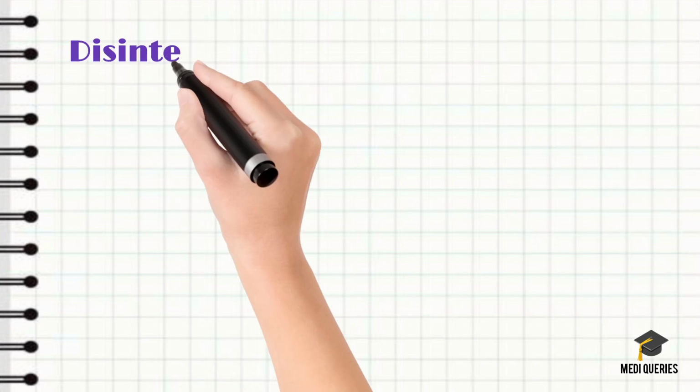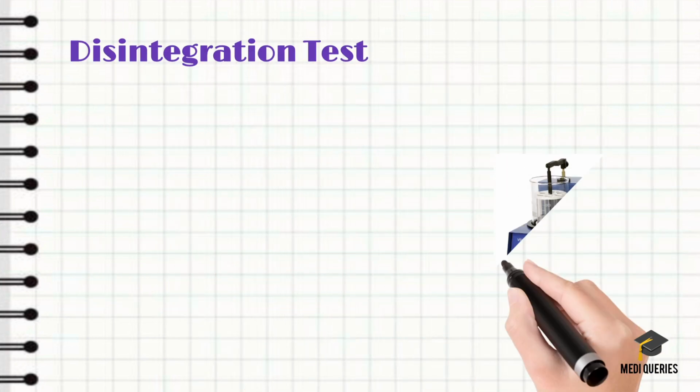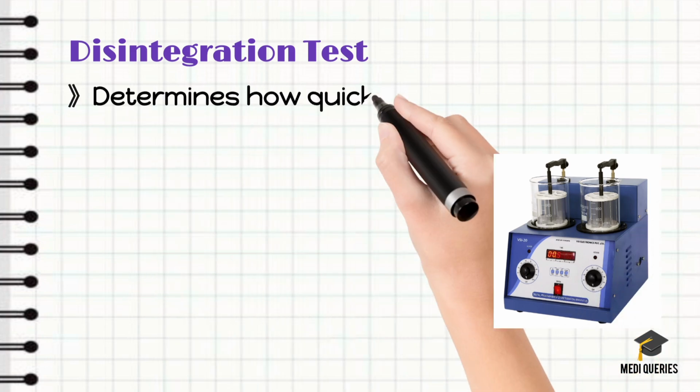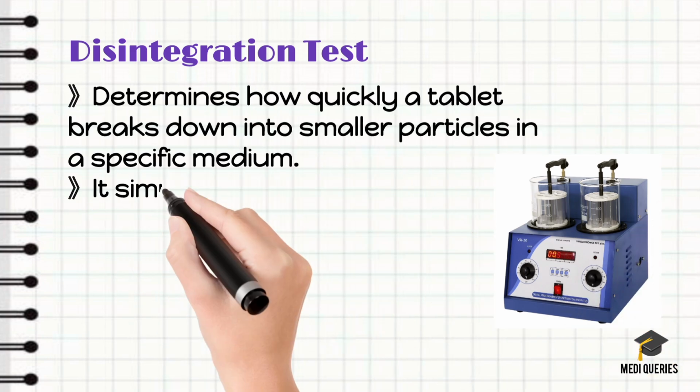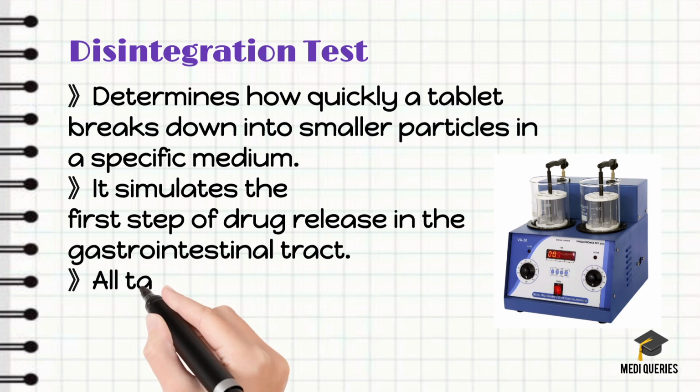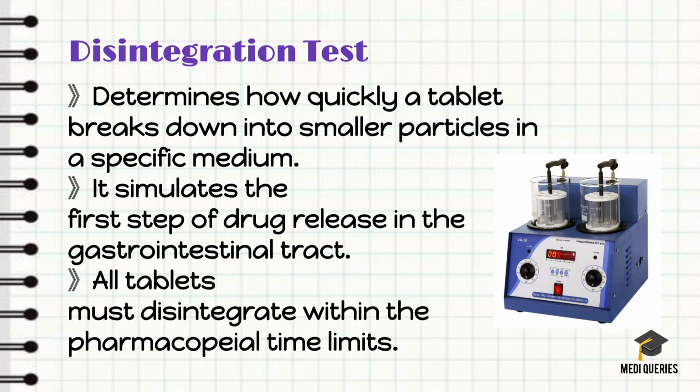And next test is the disintegration test. This disintegration test measures the time taken for a tablet to break down into smaller pieces. This is essential for the drug to dissolve and be absorbed in the body. The test is mainly performed by using a disintegration apparatus with 6 tubes and a basket rack. The tablets are placed in each tube with water or a buffer at 37 degrees centigrade, simulating body temperature. The basket moves up and down to mimic gastrointestinal motion.